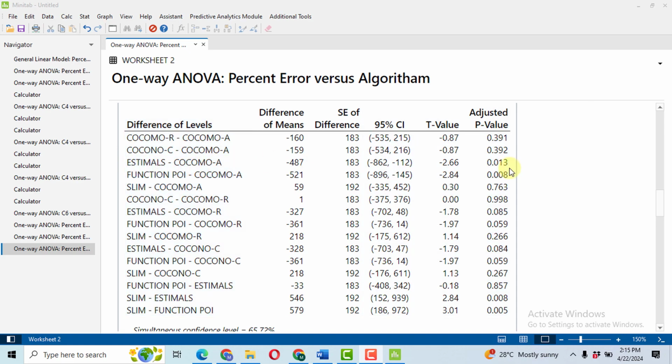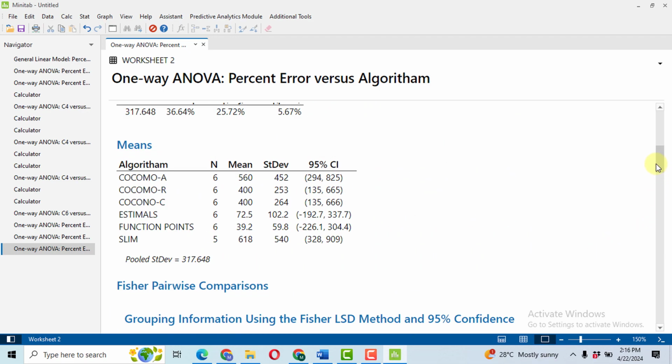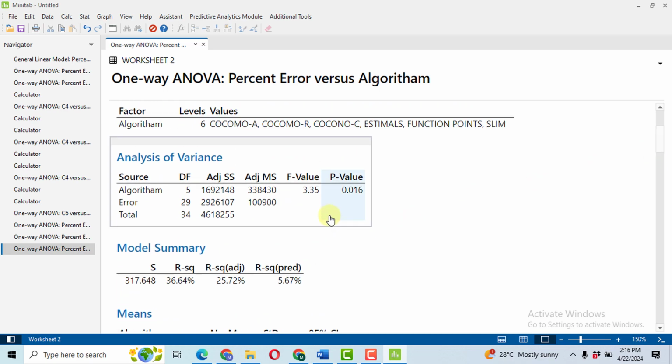The post-hoc results depict that there is a difference between Estimal and COCOMO A because the p-value is less than 0.05. Similarly, between Function Point and COCOMO A. Then if we come down, there is a significant difference between the last two, SLIM and Estimal, and SLIM and Function Point. These four pair differences have made this ANOVA significant.